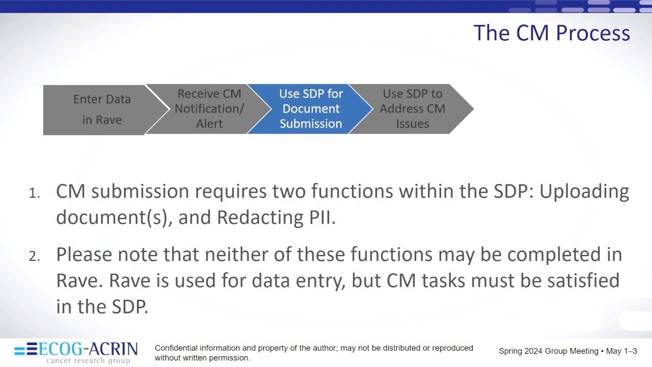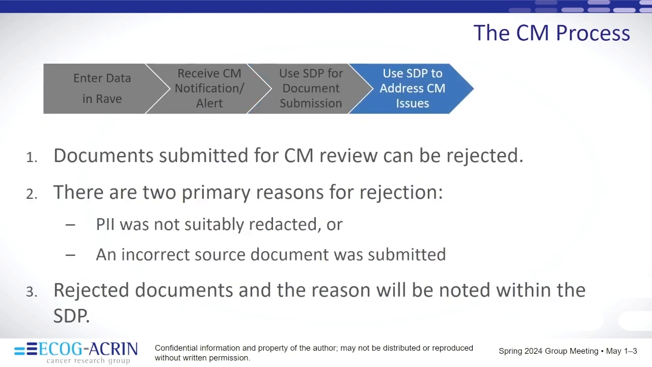Now, the use of the source document portal for document submission. CM submission requires 2 functions within the source document portal: uploading documents and redacting personally identifiable information. Please note that neither of these functions may be completed in RAVE. RAVE is used for data entry, but CM must be satisfied through the source document portal. Both of these are within the CTSU umbrella. So use the source document portal to address CM issues.